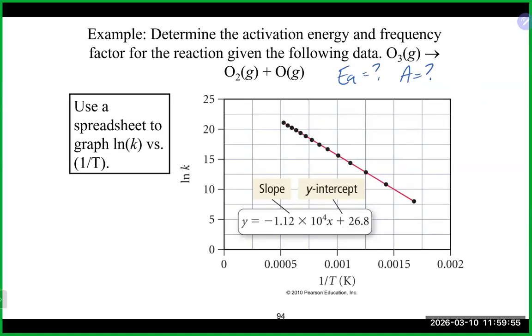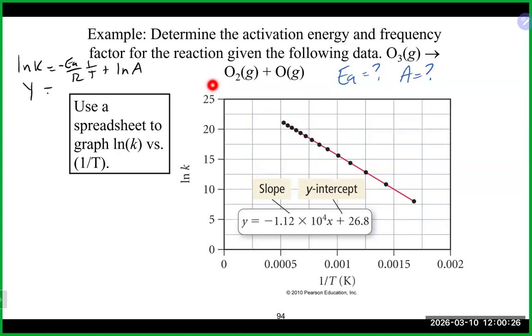Okay, so let's take a look. If this graph wasn't provided for you, you would need to make your own graph. I'm assuming on an exam or quiz the graph would be provided for you, but for the homework problems you may need to make the graph. This is coming from the equation that we just saw, which was the natural log of k equals minus E of A over R, times 1 over T, plus the natural log of A.